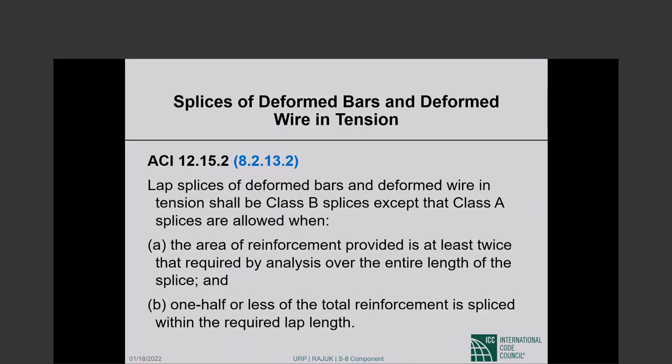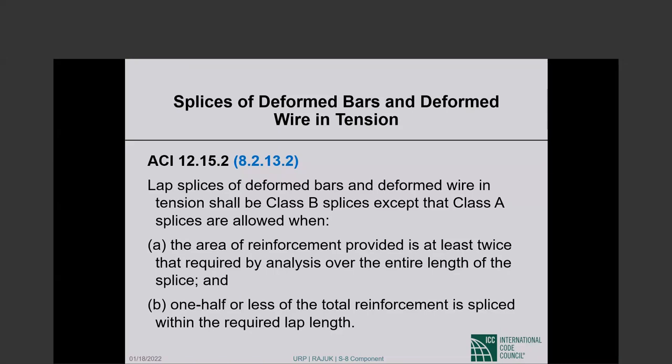This is obviously very important. So the area of reinforcement provided is at least twice the area of reinforcement required by analysis over the entire length of the splice. This is number one. Number two, 1/2 or less of the total reinforcement is spliced within the required lap length. Okay, if you have 4 bars, you cannot splice more than 2 bars within the lap length.